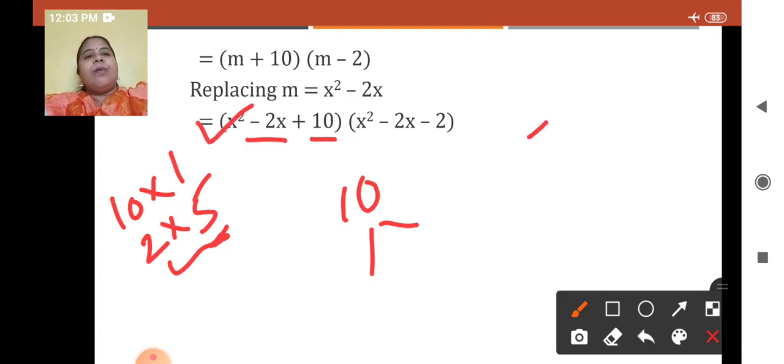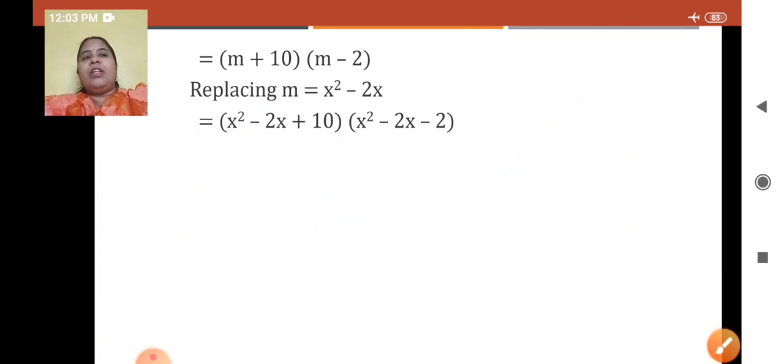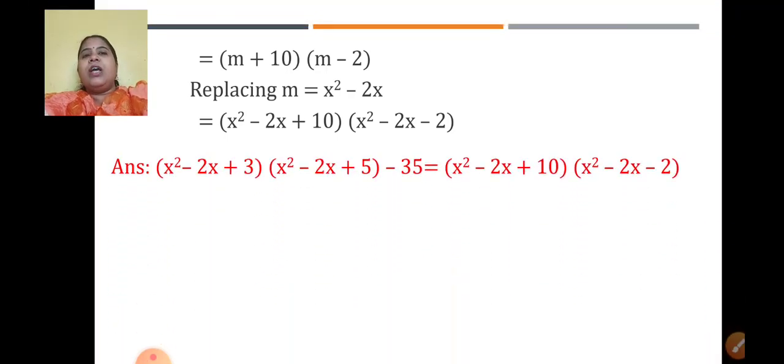Let's see this. Minus 2 is the product of the first and the last term. Factorize it in such a way that you get minus 2 again. This is also not possible because the factor of 2 is 2 into 1. Middle term is minus. So if I write like this, this will become plus. Am I getting this minus 2? No. So both the ways it cannot be done. So my final answer I will be leaving it here only, that the final answer is x square minus 2x plus 10 and x square minus 2x minus 2.